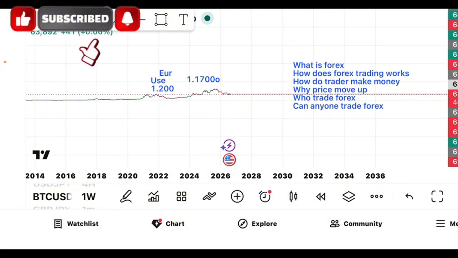We have governments. They also trade Forex. We have large investment companies, those people that have big investments, and they trade Forex. And we have hedge funds, those that trade Forex with a bigger amount of money. In simple terms, the people that trade Forex are me and you and the bigger players. And last but not least, can anyone trade Forex? Yes, anyone can trade Forex. Me and you can trade Forex.